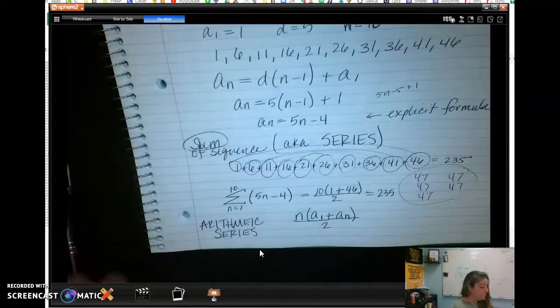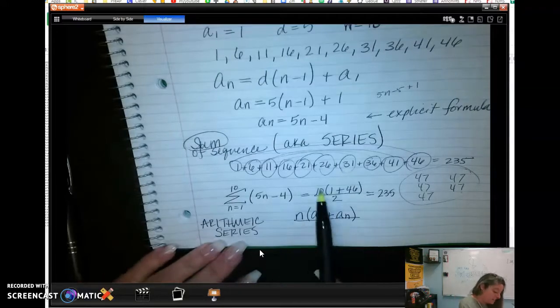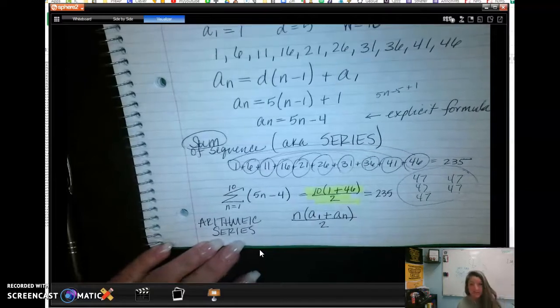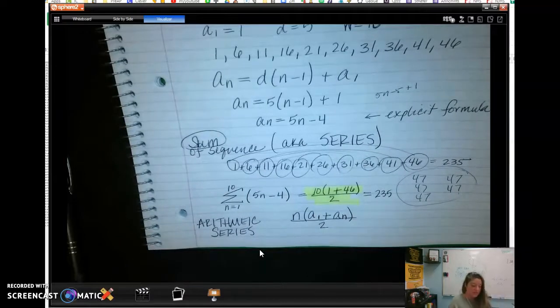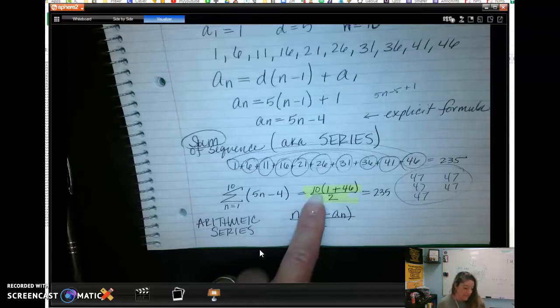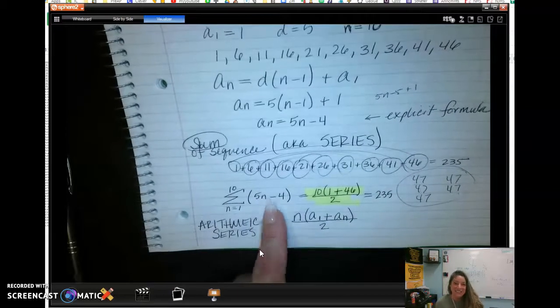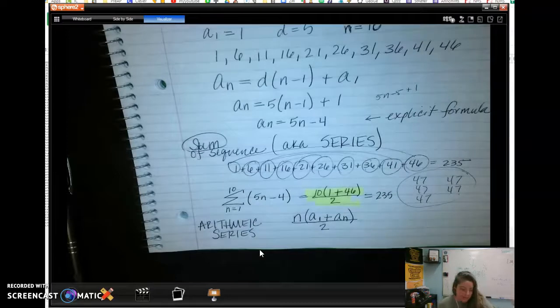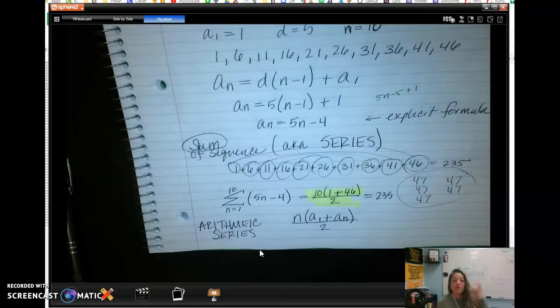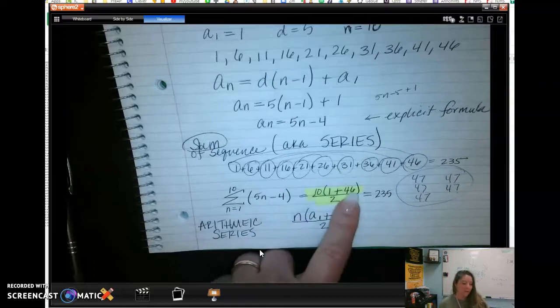By the way, when you go to evaluate these series, that is exactly what I want to see written on your paper. I want to see this. I want to know that you know what n is, that you know how to evaluate this sequence. You know how to plug the number in to get the 1. You know how to plug in the 10 to get the 46.